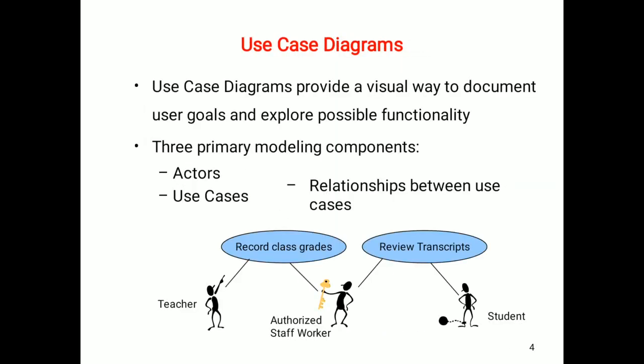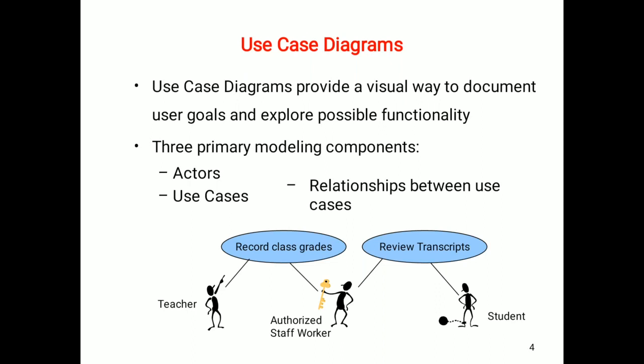Now here in the use case diagram, it provides actually a visual way to document your user goals and explore possible functionality. Here three major components we are using: actor is there, use case is there, and relationship between use cases is there. Now the very first, actor.